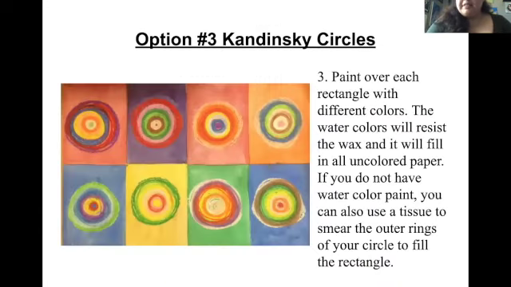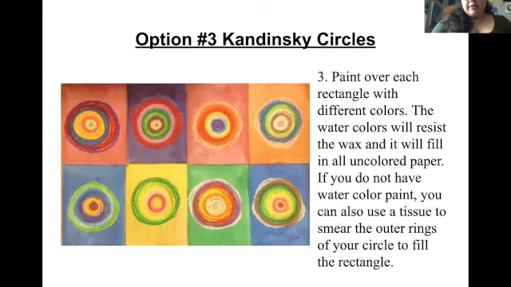So your next step is to paint over each rectangle with different colors. The watercolors will resist the wax and it'll fill in all the uncolored paper. If you don't have watercolor paint, you can also use a tissue and smudge the outer rings of the oil pastel if you're using oil pastel. If you are using crayon or color pencil, you can just take the colors all the way to the edge. So those are your 3 options.